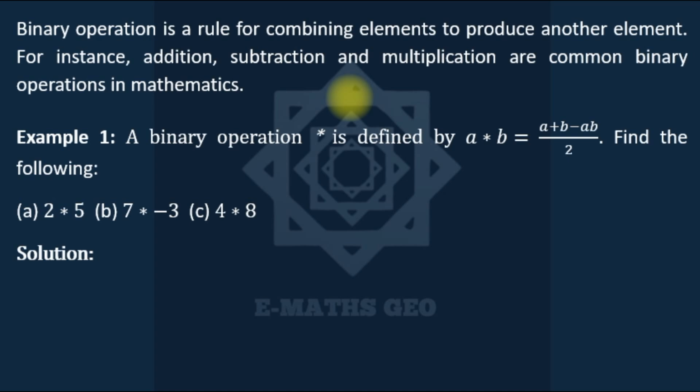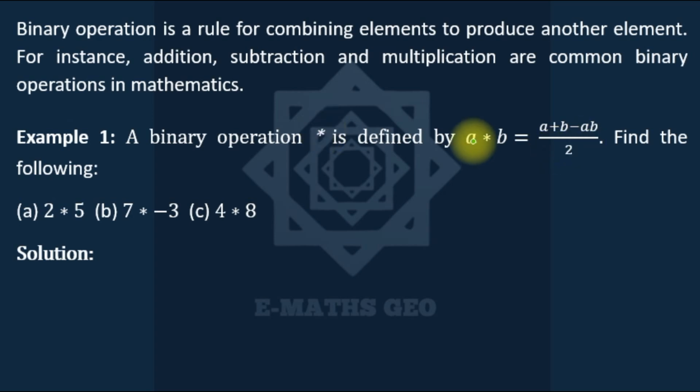So what they will do will be given an operation, and the operation will be defined. So from that definition, you can now solve whatever you are asked to solve. So let's look at this first example. They said a binary operation asterisk is defined by a asterisk b equals a plus b minus ab over 2. We're asked to find the following. So like this, now we are given an operation asterisk and it is defined by this.